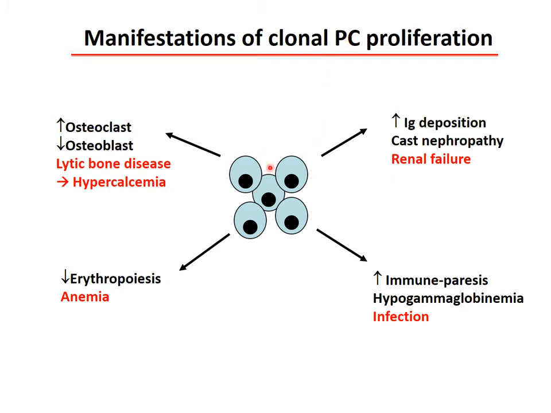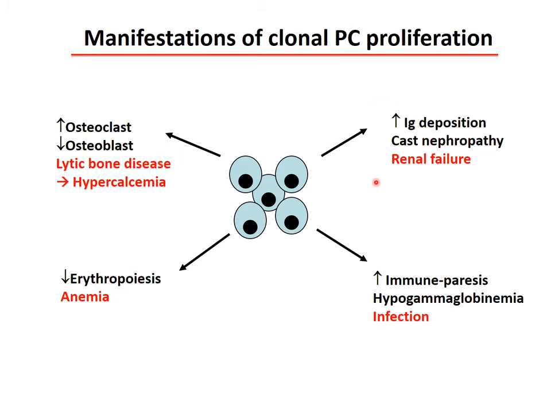When these plasma cells have an effect, osteoclastic activity increases and osteoblastic activity decreases, and this is how the bone lesion is going to develop. Plus, we have hypercalcemia as a consequence of the increased osteoclastic activation.